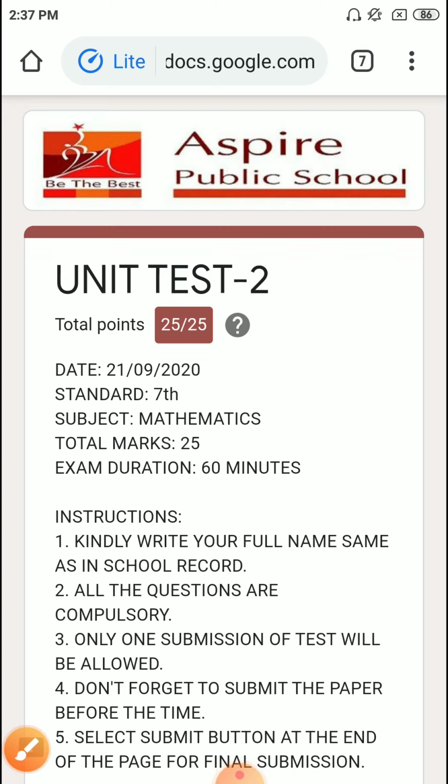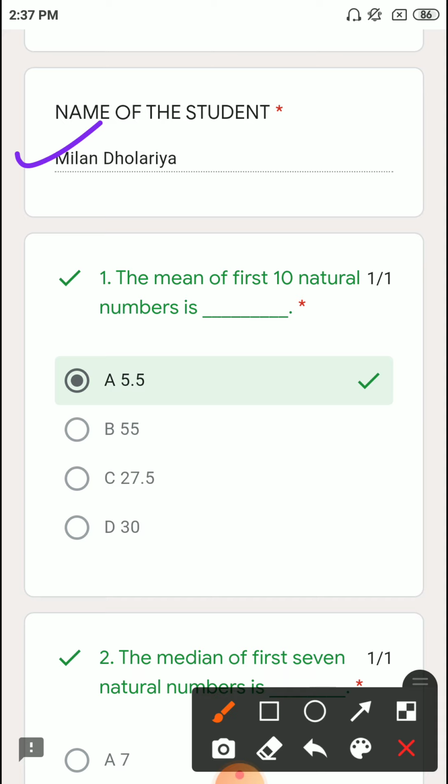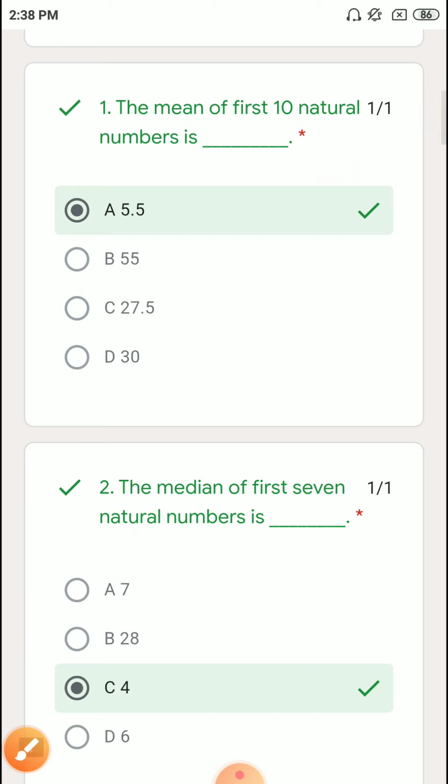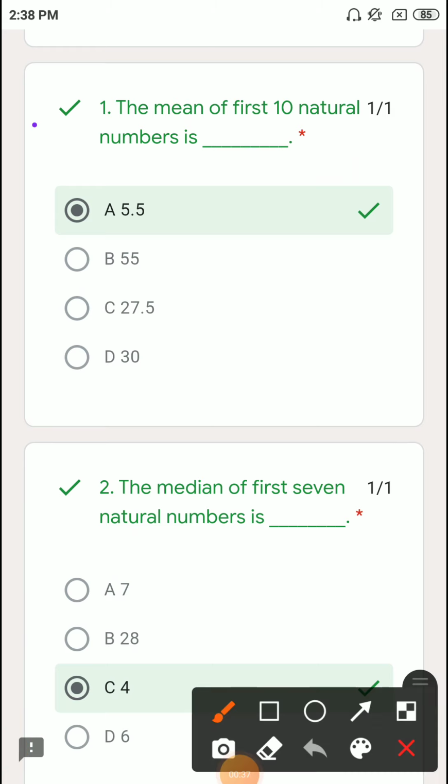Students, here just write your full name with the surname. Okay, after that, question number 1. So first of all, read this question. The mean of first 10 natural numbers is.